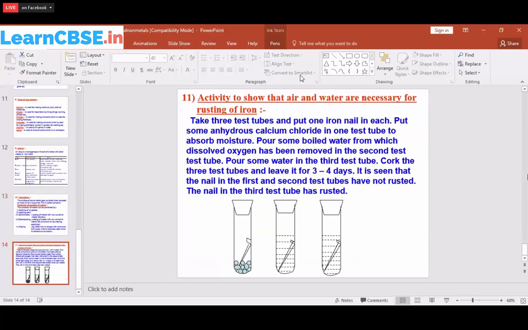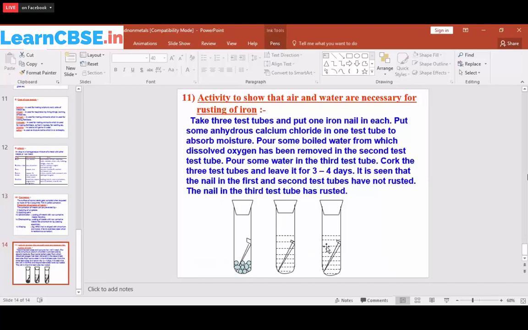Okay, the activity to show that air and water are necessary for the rusting of iron. Now we have taken three test tubes. We have put one iron nail in each. In the first one, we have put some anhydrous calcium chloride. Why we have put the calcium chloride here is that it will absorb the moisture from the air. The second one, pour some boiled water from which the dissolved oxygen has been removed. In this case, we have removed the oxygen.